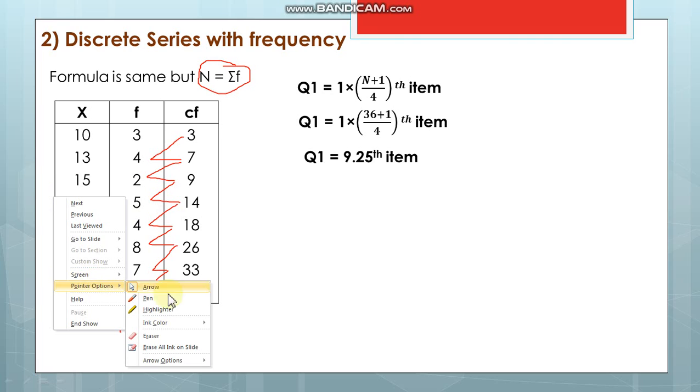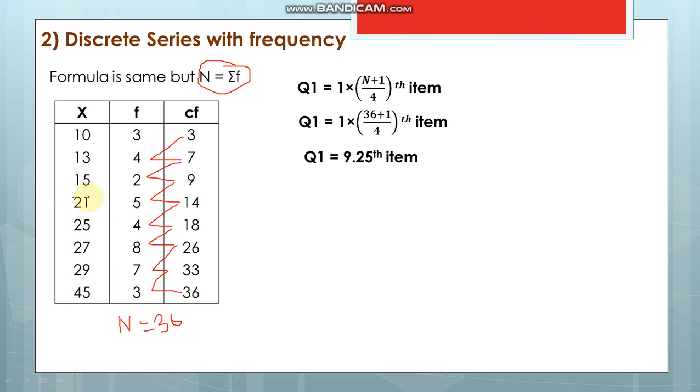So the 9.25th item must be in this particular cumulative frequency. As it belongs to this cumulative frequency, and as it is a discrete number, I cannot say 21 point something. So simply 21 is my quartile. So the 9.25th item lies in cumulative frequency 14, right? So my quartile 1 will be 21.